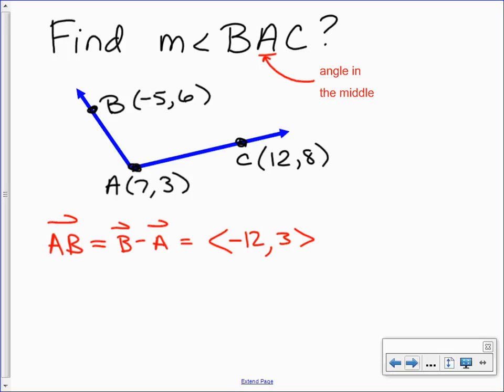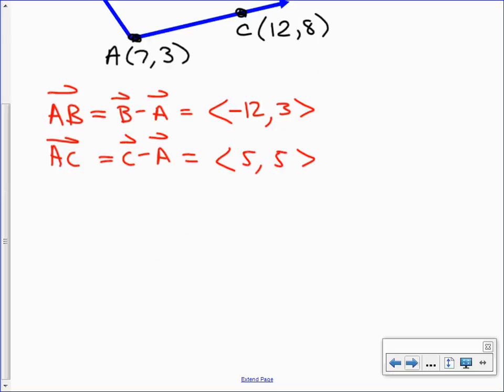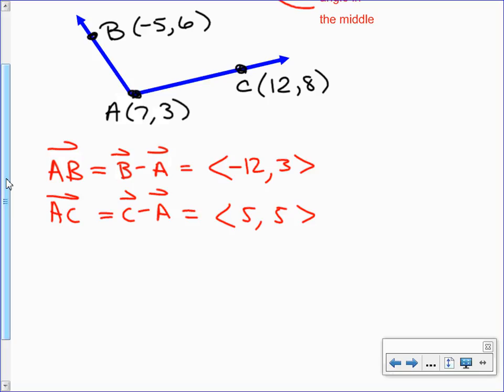And the next one, it has to go AC. Because again, A is the middle, so it's the start, the initial point of the vectors. Which is C minus A. 12 minus 7 is 5, and 5. Okay. So now we want to find the angle between these. So this is what theta is.